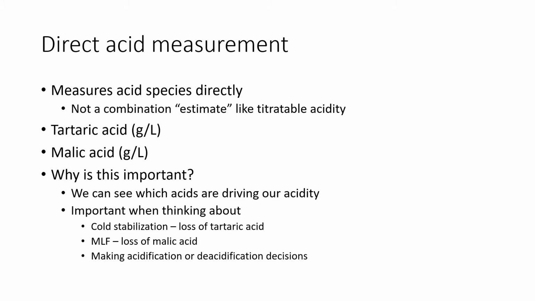And these are important when thinking about cold stabilization because we always lose tartaric acid when we cold stabilize. So we can anticipate some problems there if we know the concentration of tartaric. We can also see where things are going to shift during malolactic because we're going to lose that malic acid during malolactic fermentation. And it's really helpful to see how much tartaric and malic we have when making acidification or deacidification decisions.